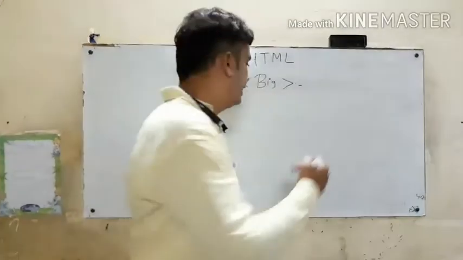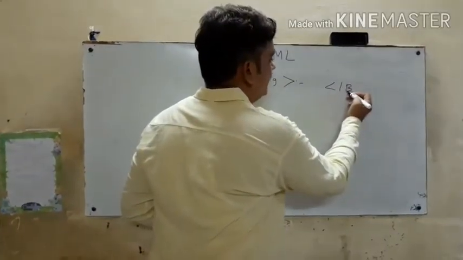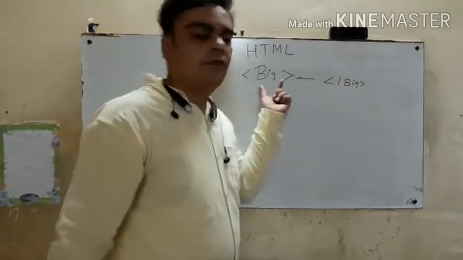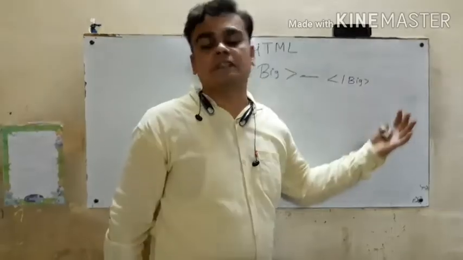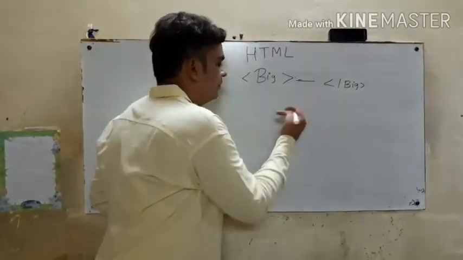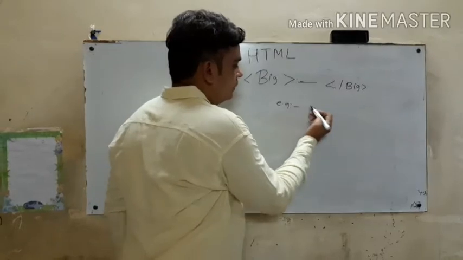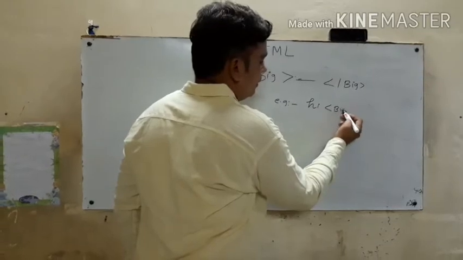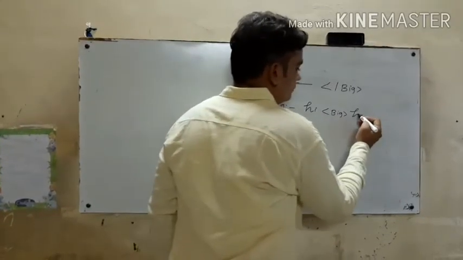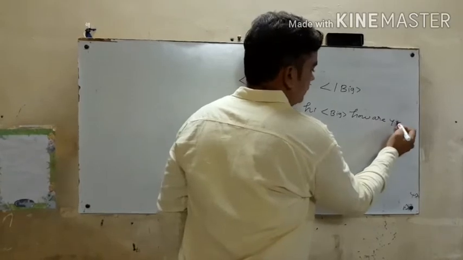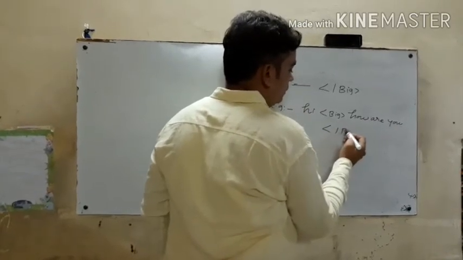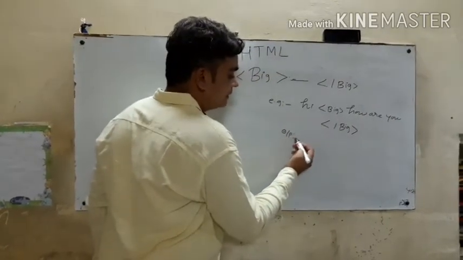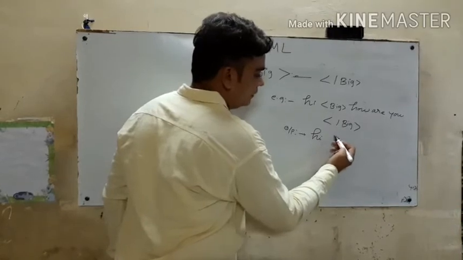So it is also a pair tag, and its companion tag is /big, and generally it is used to display the information in bigger font size. So suppose here I am going to write an example. Suppose I write hi, then I use big tag, and here I write how are you, and then I write /big, then its output is like this, hi.